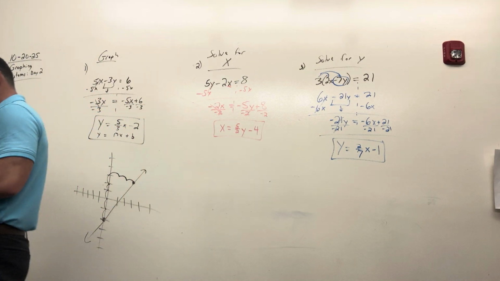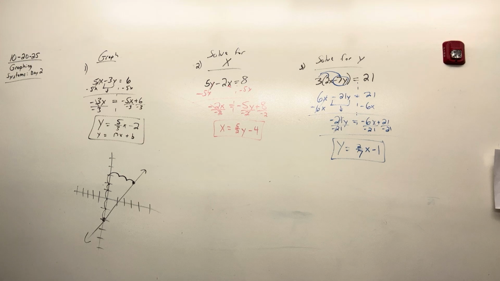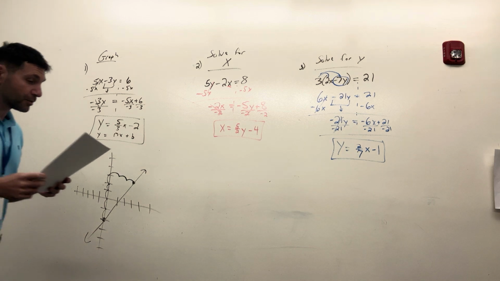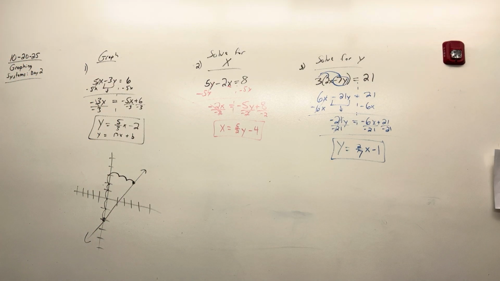Here we go. Number one, you should have an ordered pair. Because remember, the answer is not just the graph. The answer is the ordered pair where they intersect. That's the only solution that works for both equations. So for number one, it should be 3, -2. So you should have 3, -2.